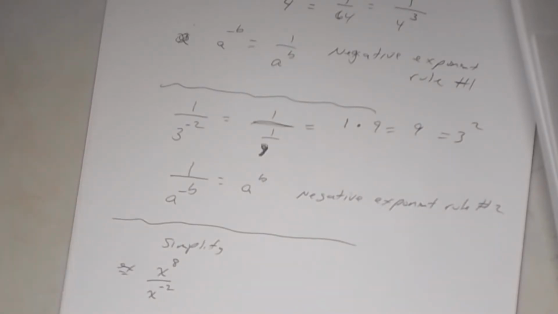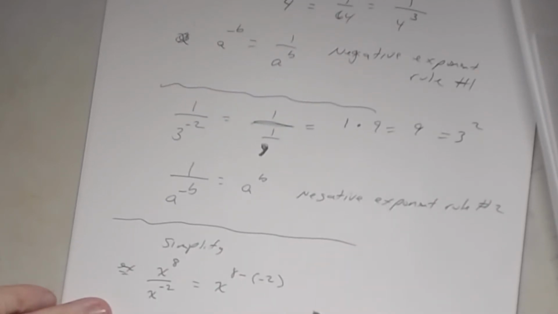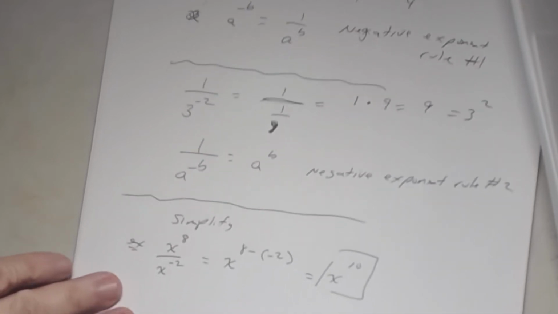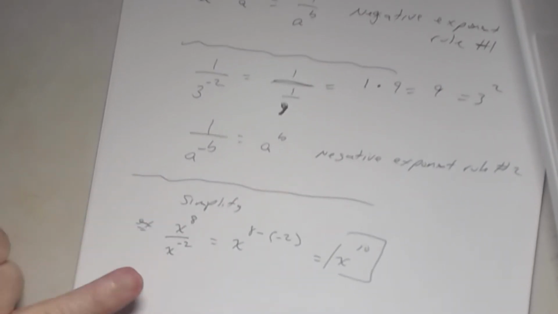So I'm going to use the quotient rule first, right? Okay? So that's going to be x to the 8 subtract a what? Negative 2. But what is 8 subtract negative 2? Positive 10, because that's 8 plus 2, right? So the answer is x to the what? 10th power. That's the answer. Now, that's the best approach to take here.